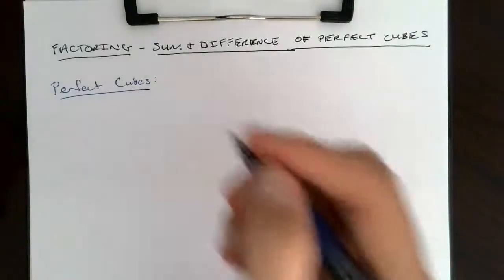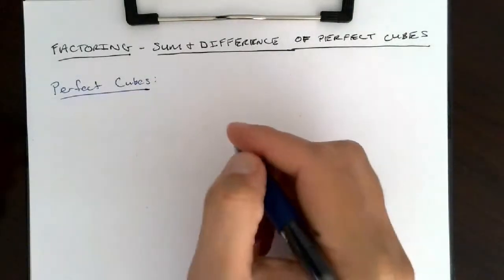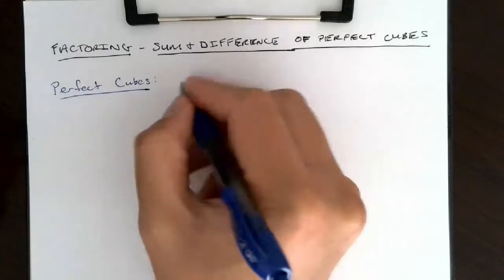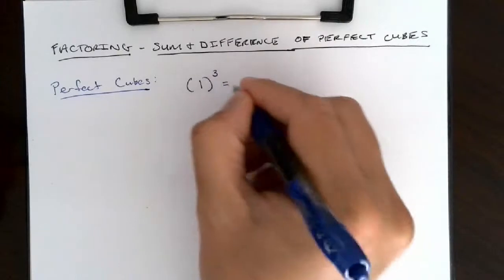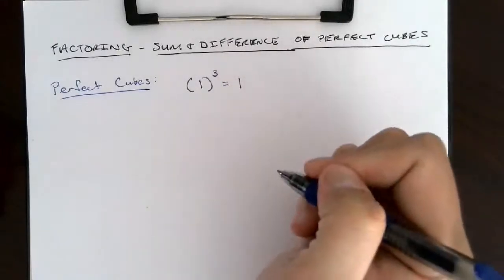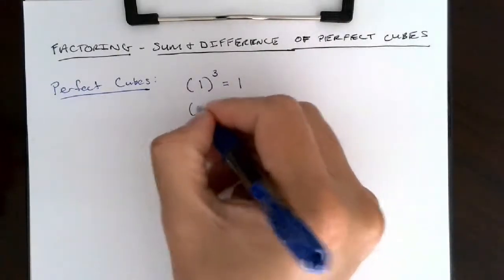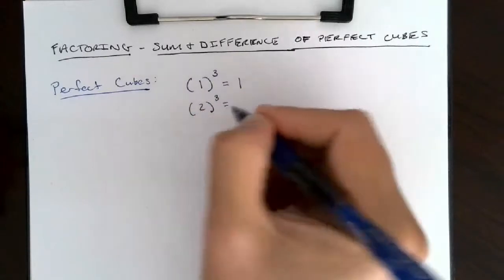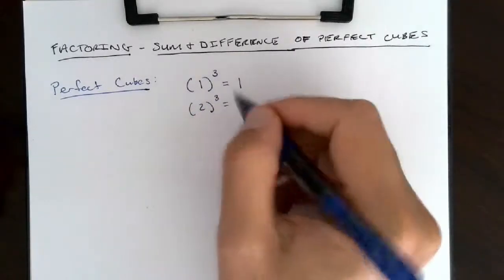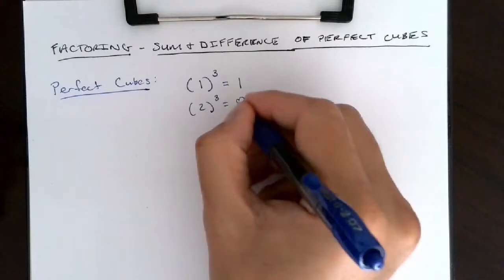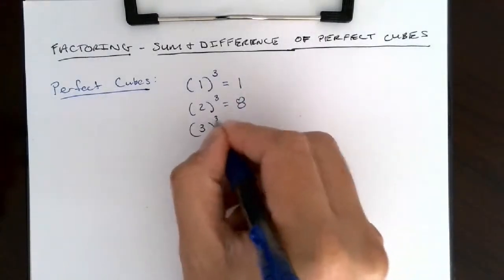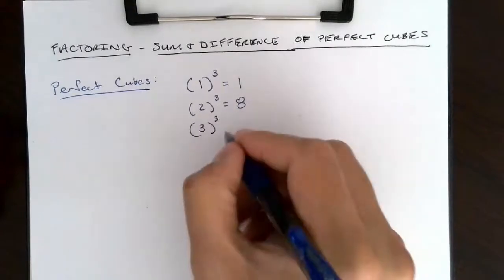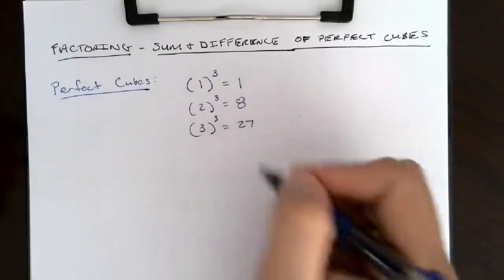take each of your whole number values and you would cube it, or raise it to the third power. So if I had 1 and I raised it to the third power, that would give me 1. And if I had 2 to the third power, what's that? Well, it's 2 times 2 times 2, so that'll give you 8. If I had 3 to the third power, so 3 times 3 times 3, that's 27.